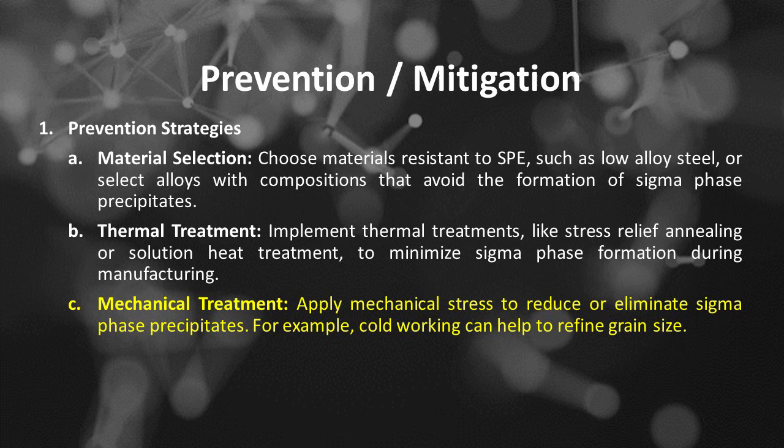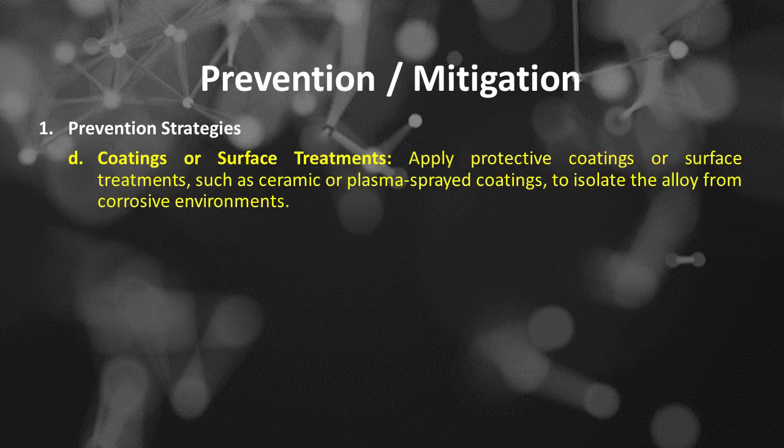Apply mechanical stress to reduce or eliminate sigma phase precipitates. For example, cold working can help to refine grain size. The fourth is coatings or surface treatments. Apply protective coatings or surface treatments, such as ceramic or plasma-sprayed coatings, to isolate the alloy from corrosive environments.